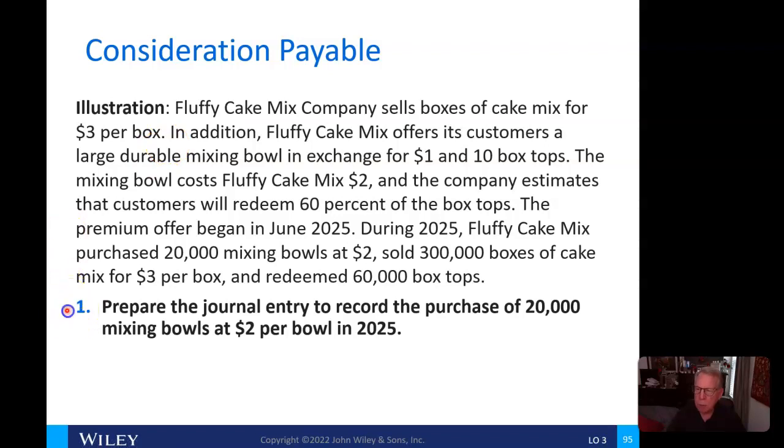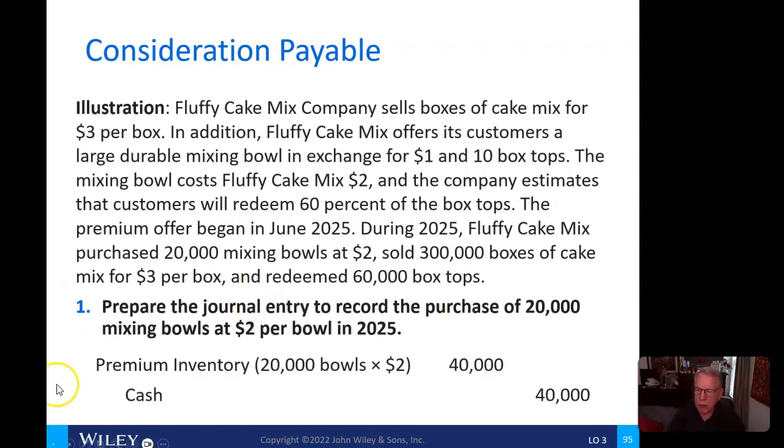Number 1, prepare the journal entry to record the purchase of 20,000 mixing bowls at $2 per bowl in 2025. This one's pretty easy. We're going to debit premium inventory, 20,000 bowls at $2 apiece, $40,000, and credit cash to pay for it.